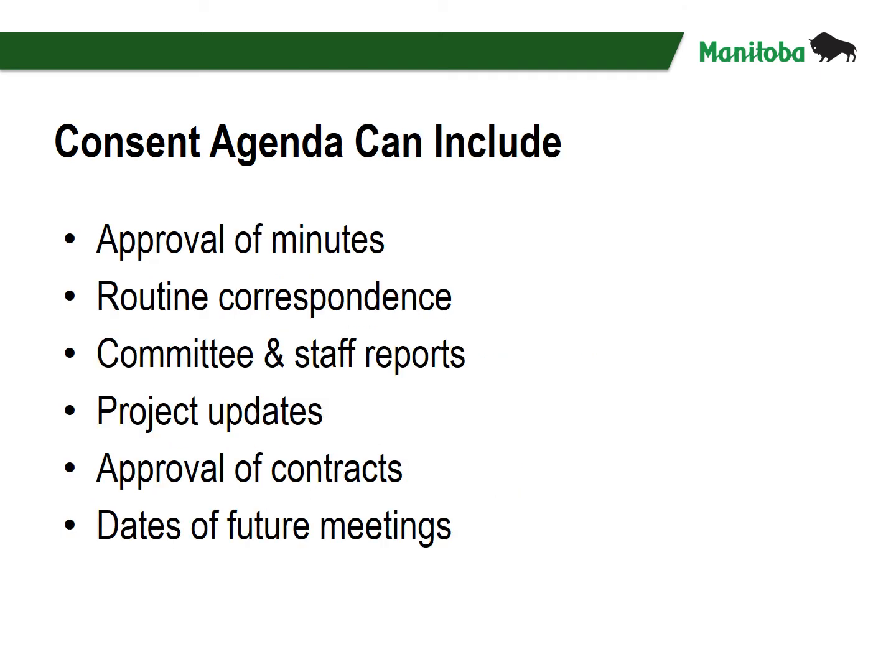If you are unsure about what items your organization might include in the consent agenda, recall that consent agenda items are those that are routine and mostly informational. Here is a partial list of appropriate items to include. Minutes from previous meeting. Routine correspondence requiring no action. Committee and staff reports. Updates or background reports provided for informational purposes only.